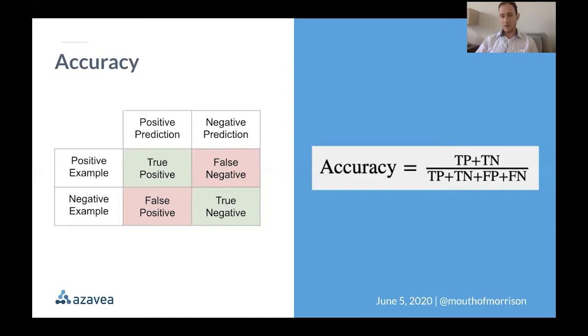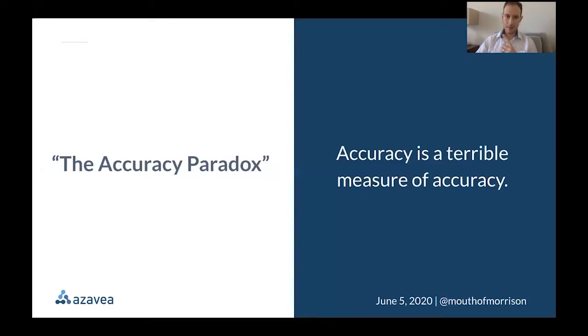So if we go back to our equation for accuracy and look at what it means, we're combining these various categories into one summary metric. The trouble with accuracy is that for supervised machine learning projects, especially image recognition projects, classification projects generally, accuracy is a terrible measure of accuracy. I'll show you why.